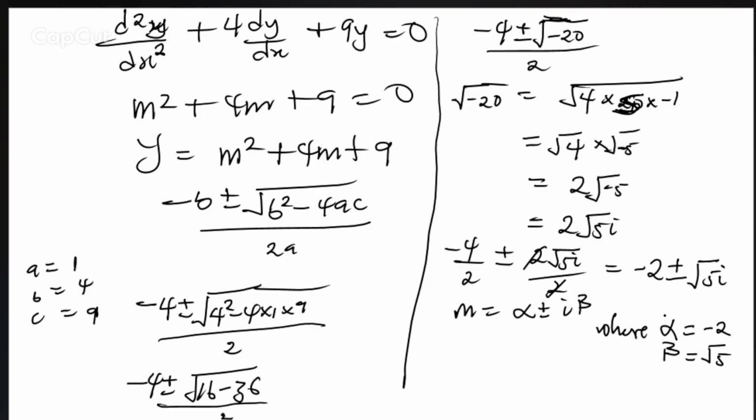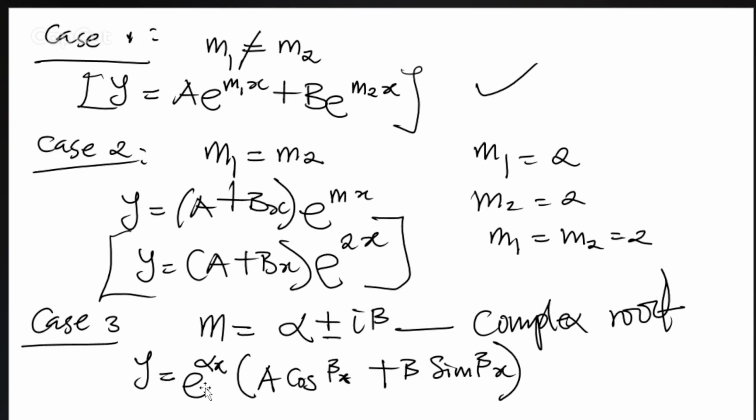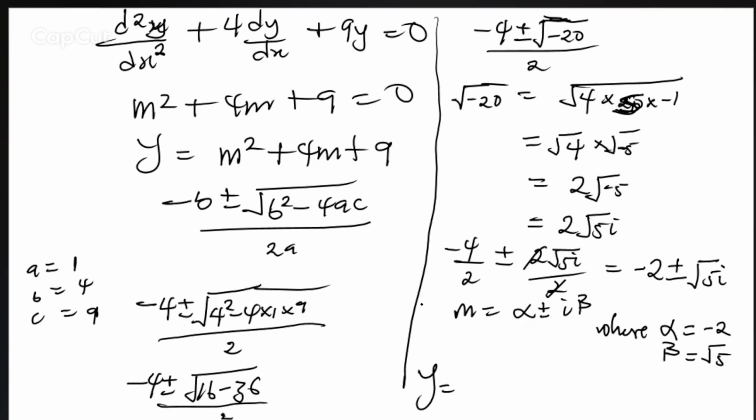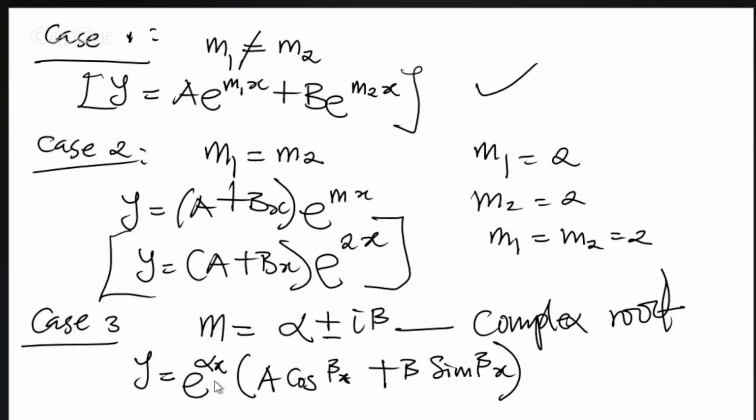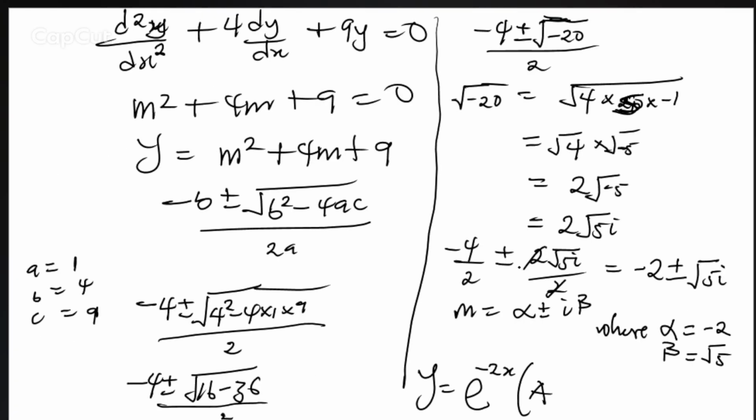So if you represent this with our given equation, we'll simply have that the final solution for your given equation will now be y is equal to, go back to your equation, what are you seeing? Exponential raised to the power of alpha x. So you simply have here exponential raised to the power of alpha, and alpha is minus 2x, into a, right? So you have your a, and here you have cos beta x.